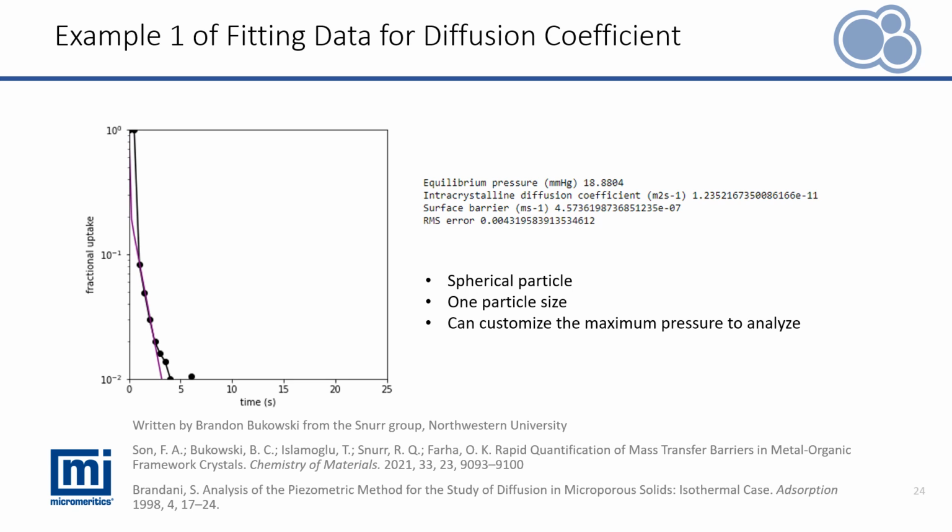This work assumes the spherical particle geometry as well as one particle size of the sample, and the code allows the users to customize the maximum pressure to analyze as well, and calculates the intercrystalline diffusion coefficient at a certain equilibrium pressure.